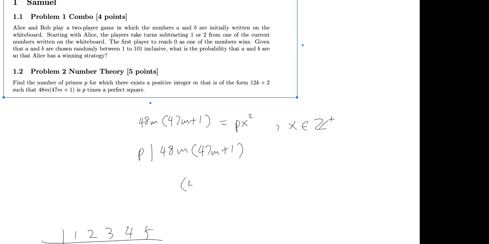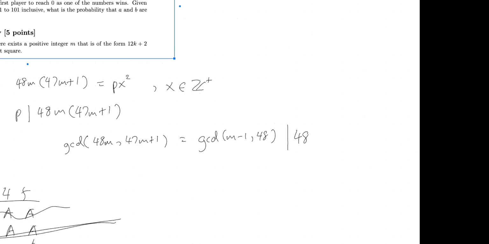Now we compute the GCD of 48m and 47m plus 1. If you use the Euclidean algorithm, this turns out to be the GCD of m minus 1 and 48. I'm not going to explain that here for the sake of time. And this for sure divides 48. However, m minus 1 is not divisible by 2 or 3. Oh wait, no, that's the wrong way. Oops. 2 and 3 both do not divide m minus 1.